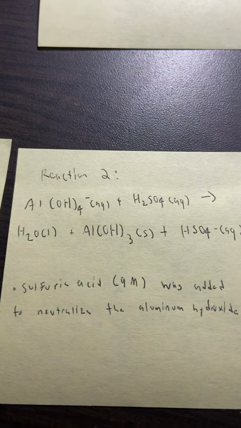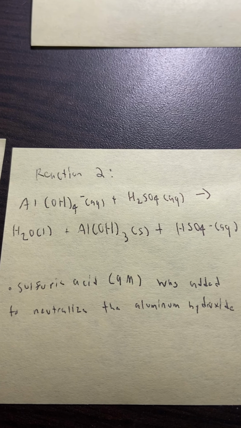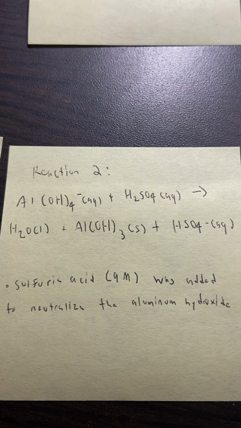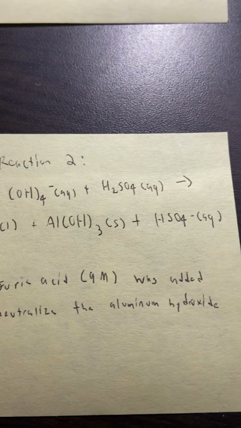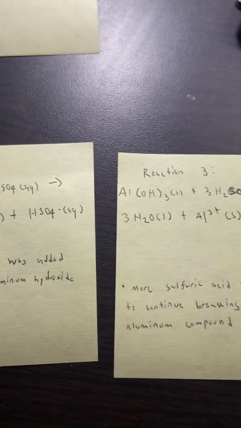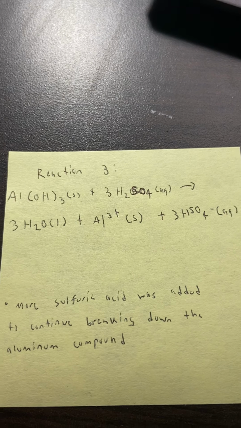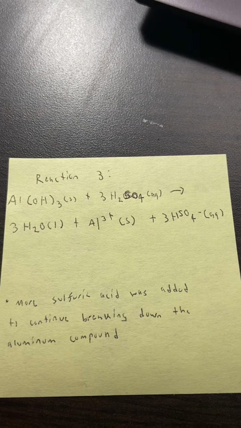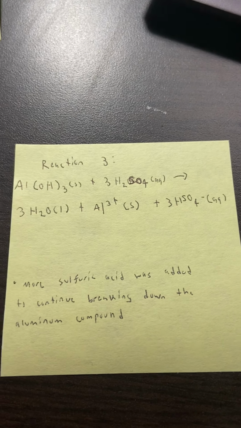In the second reaction, we took the aluminum hydroxide and added sulfuric acid to neutralize and continue to break it down and produce new products, which are water, this aluminum compound, and hydrogen sulfates. In reaction 3, we took the aluminum compound again, and this time added the rest of the sulfuric acid that we were working with to produce water, aluminum ions, and more hydrogen sulfate.